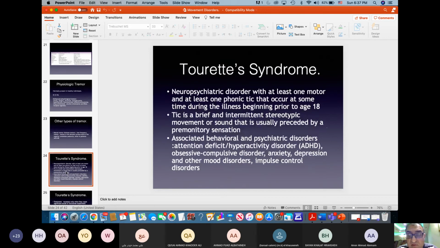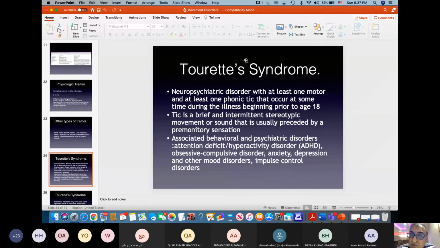Tourette syndrome, another movement disorder. Here, the main problem is the tics. Tics are a form of movement abnormality. We have two types, motor tics and verbal tics. Motor tics, like shrugging the shoulder, grimacing, closing the eye, moving the arm like this, and so on. They can be repetitive. Now we have also vocal tics, like hissing sound, barking sound, sometimes even obscene language.